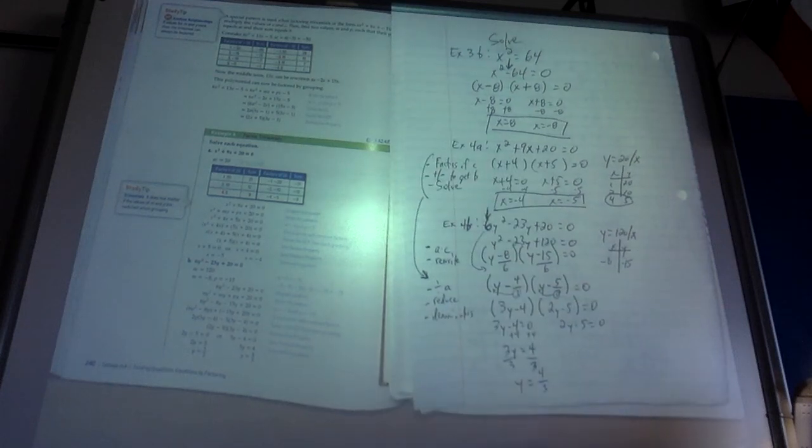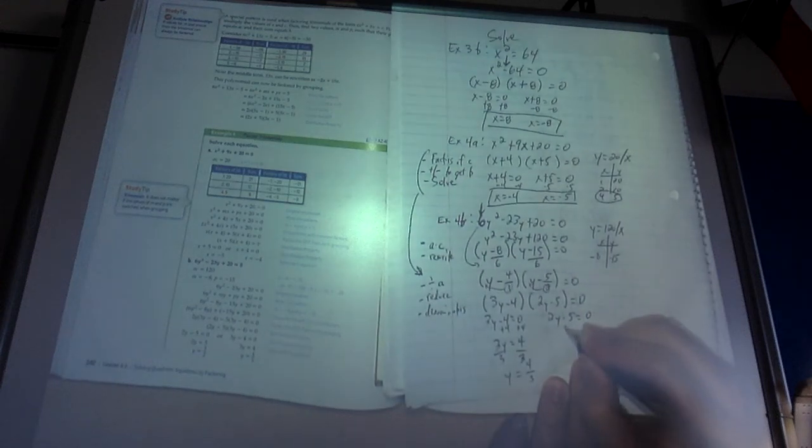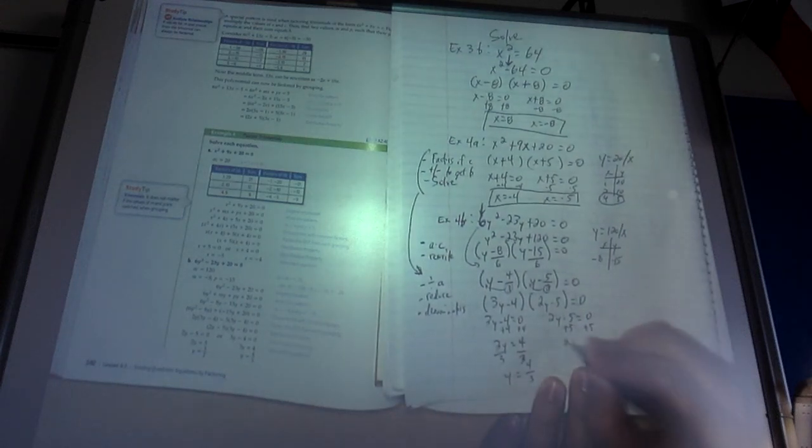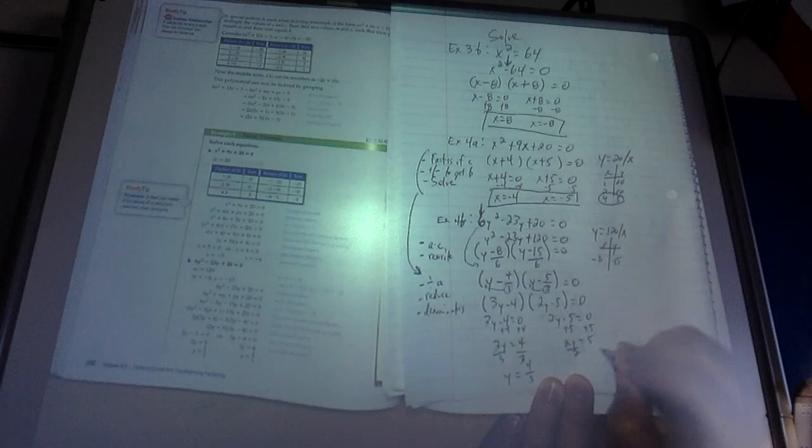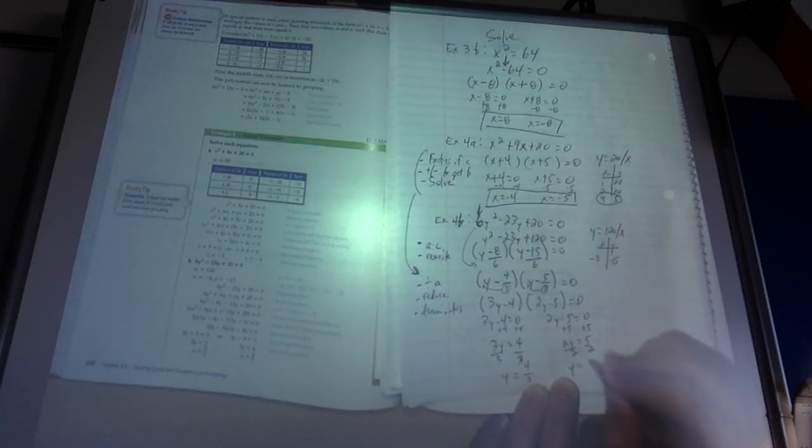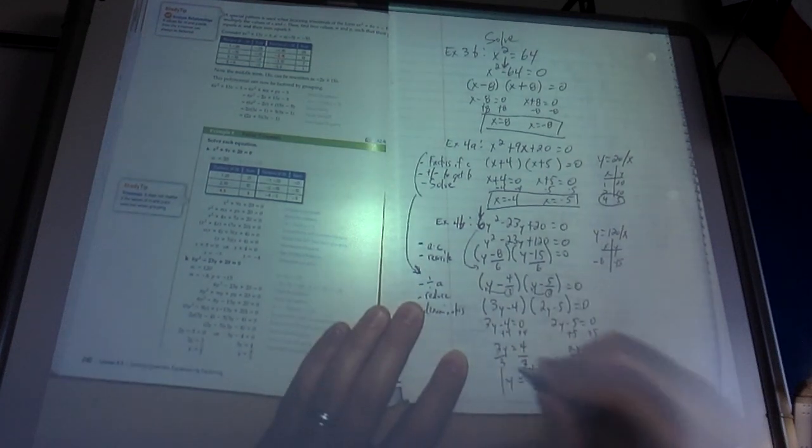1 1/3. That's fine. Come over here. Plus 5 to both sides. 2y equals 5. Divide by 2. Y equals 5 halves. There are your two x-intercepts. 4 thirds and 5 halves.